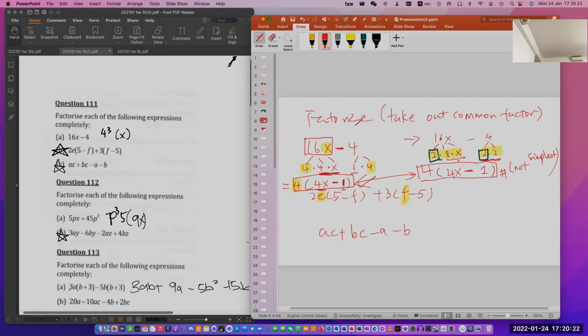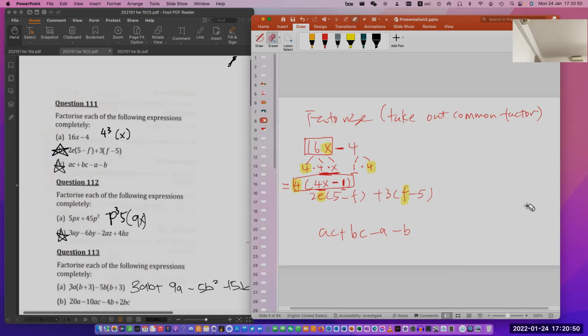And some of the students, they can't see, and then they just stop at 2 bracket 8x minus 2. So this is wrong. Okay, because this is not the simplest. So therefore the answer for this question is this. Okay. All right.